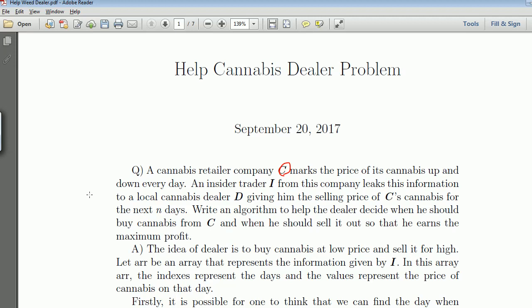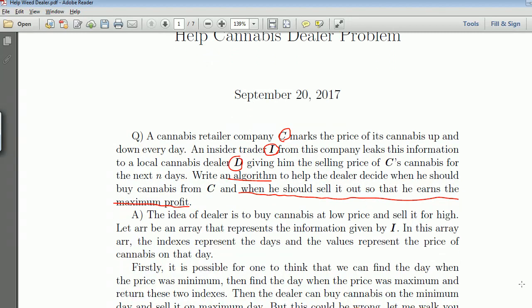So we have an insider trader in this company, I, who leaks the selling price of C's cannabis for the next n days to a local cannabis dealer T. So we need to write an algorithm to help the dealer decide when he should buy cannabis from C and when he should sell it so that he earns the maximum profit. Okay, so let's go into this problem and try to solve it.